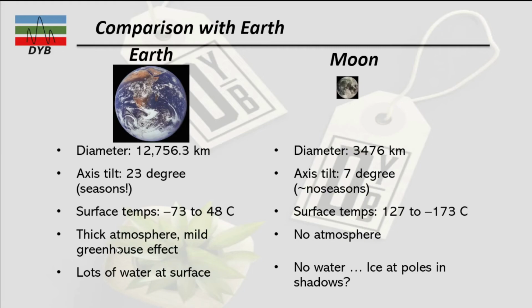And the Earth has a thick atmosphere and a mild greenhouse effect. Obviously, we are protected by the atmosphere around the Earth, but there is no atmosphere on the moon. The Earth has lots of water. As you know, 70% of the Earth is covered with water. But if you look at the moon, there is no water. There is some ice at the poles in shadows, but it's still not sure.